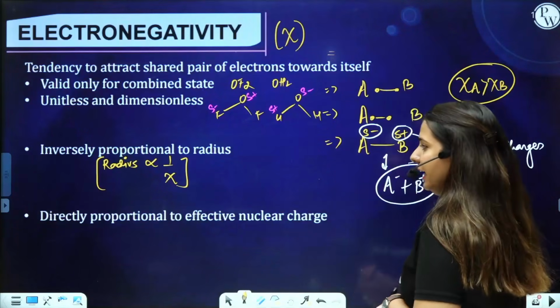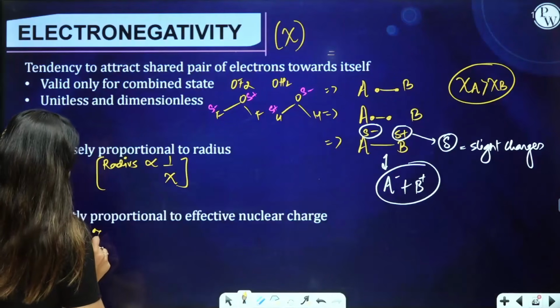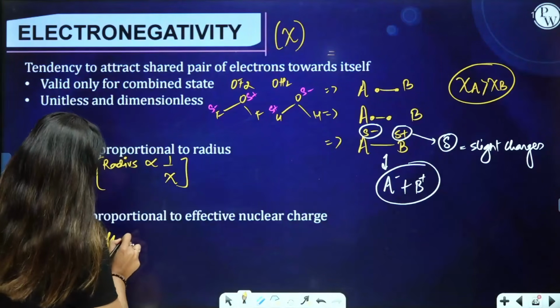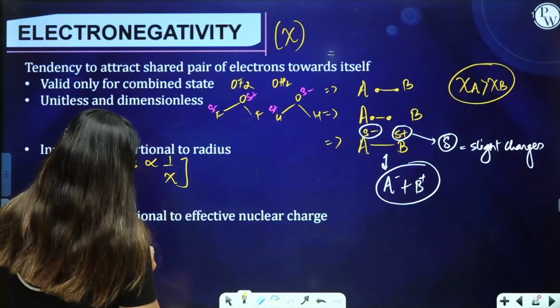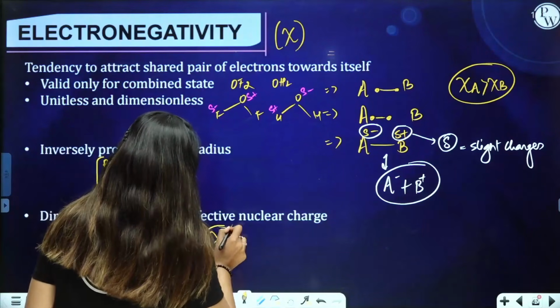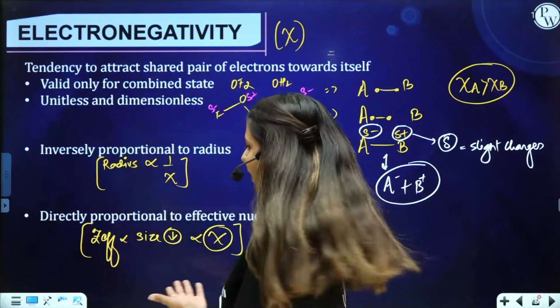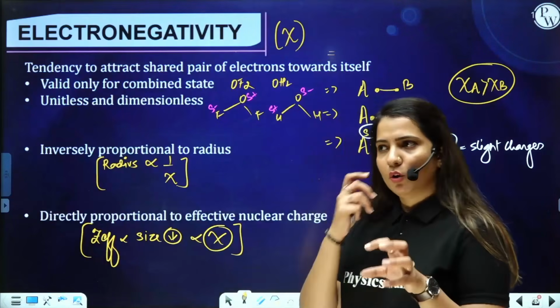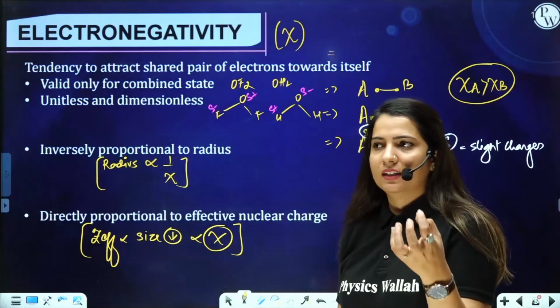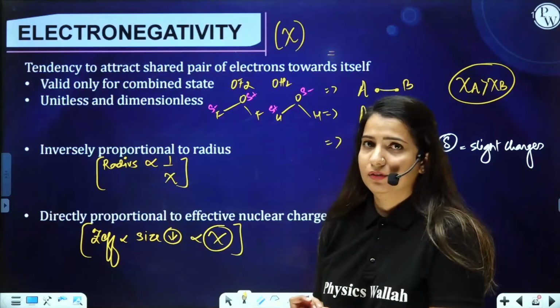Okay, it is directly proportional to the effective nuclear charge, very true. You know that as Z effective increases, your size decreases, and your electronegativity increases. You can simply have a case like this. Just remember this formula and reach your answers. The smaller the size, the more tendency you have to attract those electrons, and that is related to the Z effective, like this.